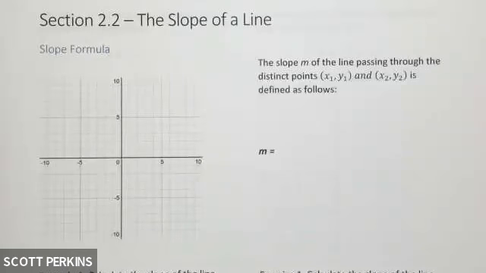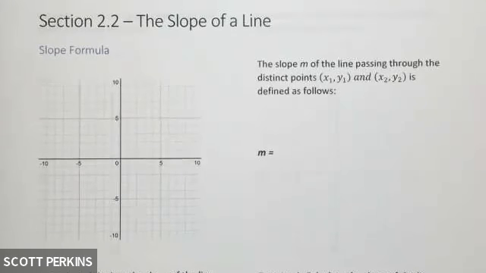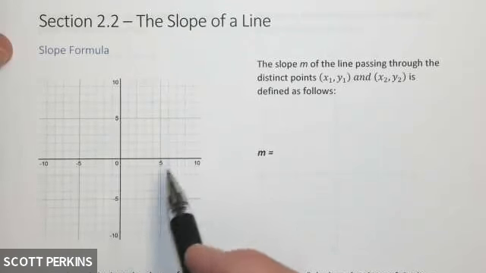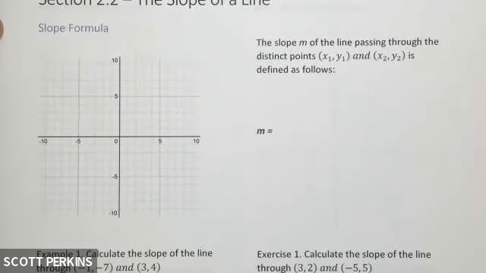So what I want to do is measure the slant of a line. I want to know how fast the line is going up or how fast the line is going down. What that is called is the slope of a line. Slope, the intuitive definition, is a measure of the slant of a line.